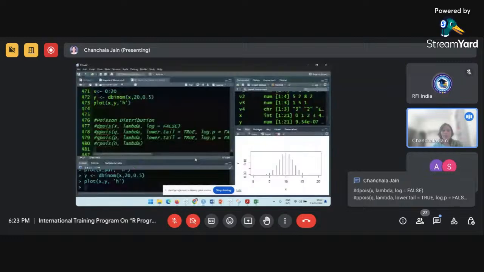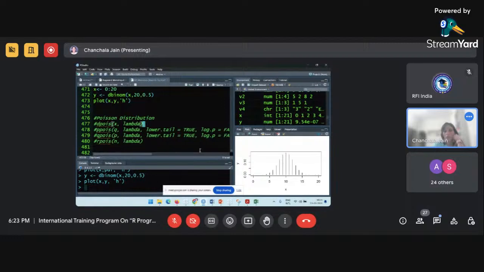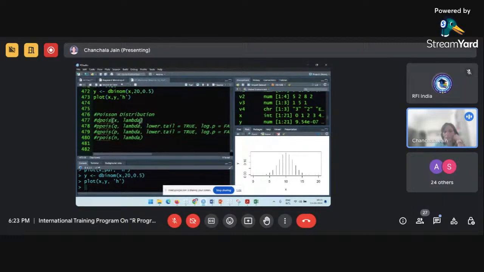So again, here in the Poisson distribution, we have d, p, q, and r, and the meanings are the same. But in the case of the Poisson distribution, you do not need to pass 3 parameters. Here only 2 parameters are sufficient, x and lambda. Log also we are not using. You can cross this out, right? Only this is sufficient for us. Now lambda is what? Lambda is the mean value of the Poisson distribution, right?